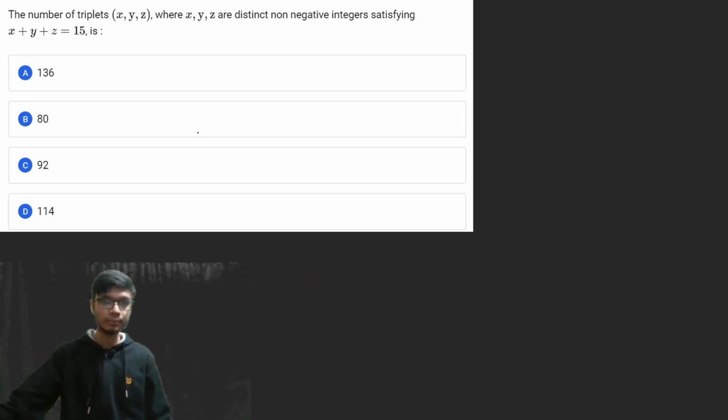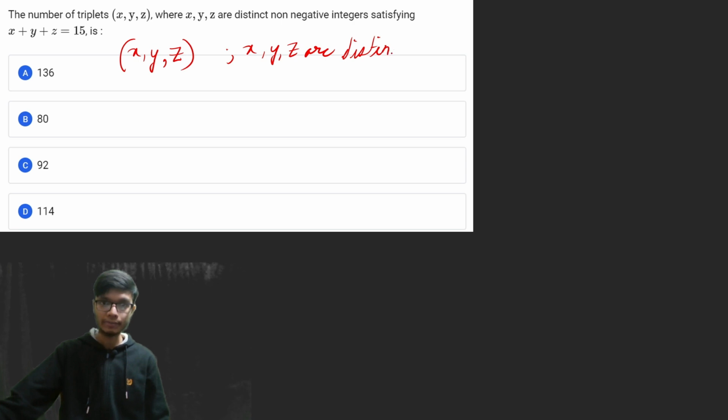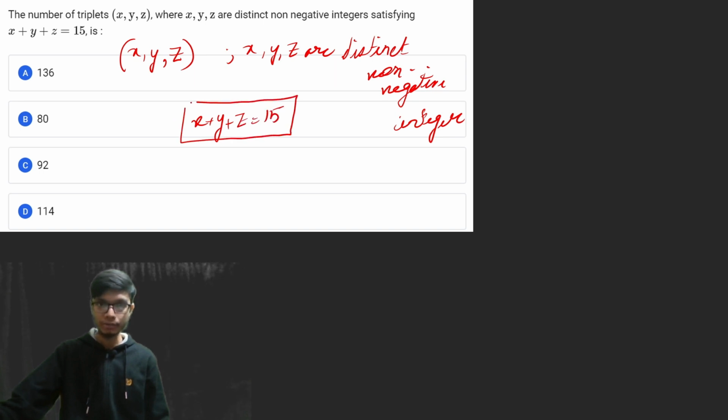All right, the next problem is to find the number of triplets, that is x, y and z, where x, y and z are distinct non-negative integers, and they satisfy the condition x plus y plus z is equal to 15. Based on this equation, we need to find all the possible values of x, y and z. It is a very important problem.